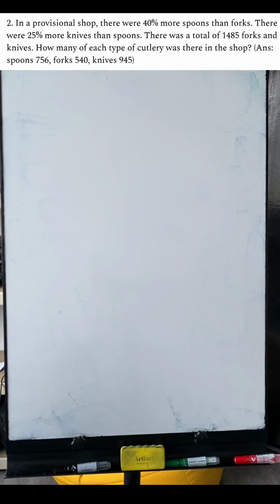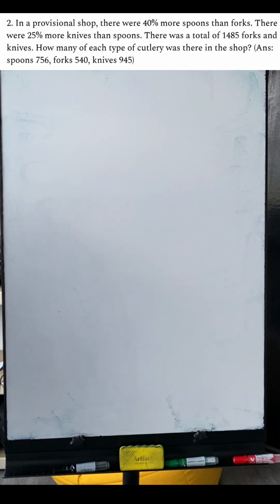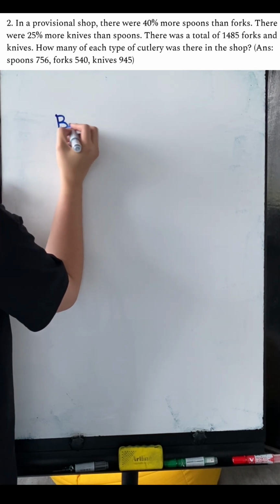Okay, hi everyone. Today we are looking at this one question. Okay, now let's read the question. In a provisional shop, there were 40% more spoons than forks. Now, whenever you see more than, less than in a percentage question, you need to ask yourself, what is my base?